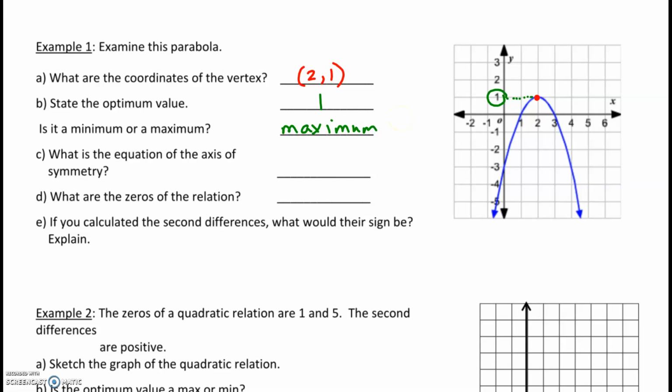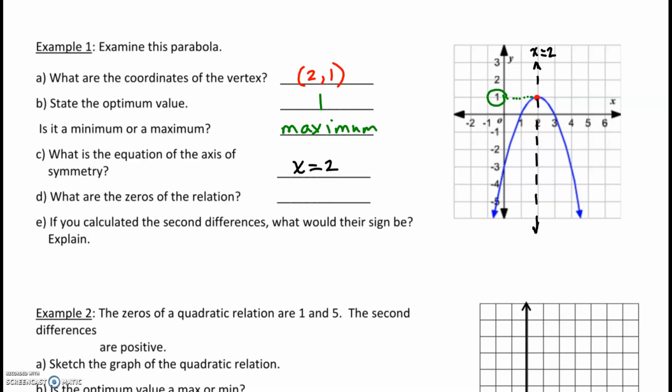Okay, next we're going to take a look at what is the equation of the axis of symmetry. So I'm going to go ahead and draw it in. The axis of symmetry is the vertical line that passes through the vertex. And this line goes through the x-axis at 2. So there's our axis of symmetry. Don't just write 2. You need to write it as the equation of a vertical line. So x equals 2 would be the proper form.